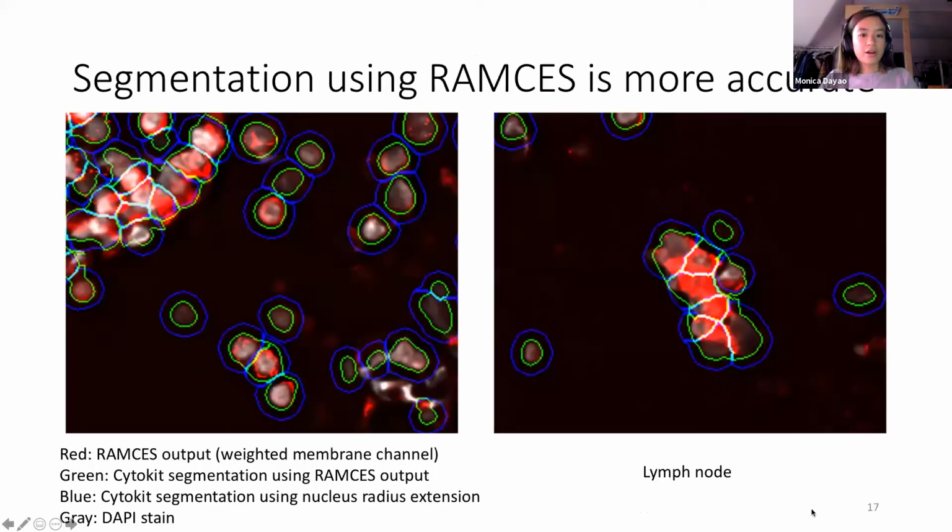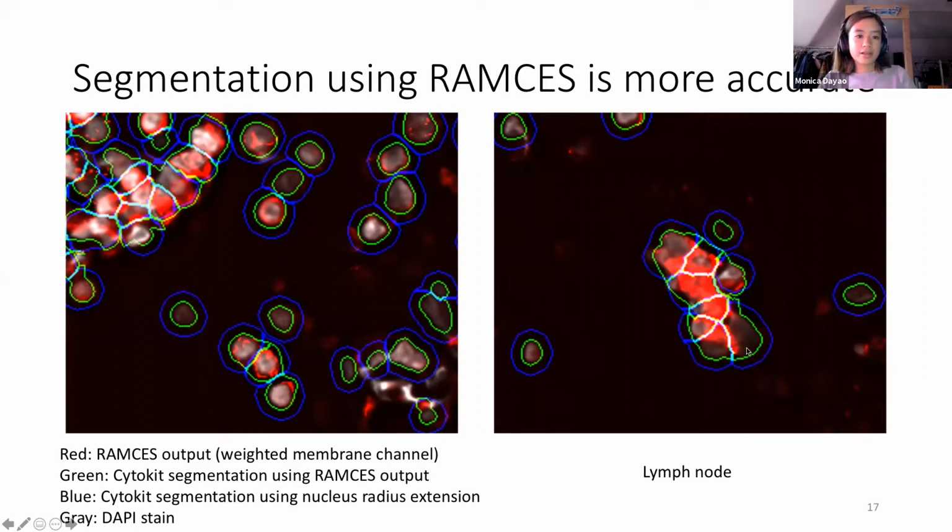And as a visual confirmation that the resulting segmentation seems reasonable, I've shown here 2 images from the lymph node. The red here shows the Ramsey's output, so our weighted membrane channel. The green is the cytokine segmentation using that Ramsey's output. The blue is just the naive nucleus radius extension method, and then gray is the DAPI stain. And we can see in these images that the green, which is the result of our output, follows these membrane markers a lot more closely than, say, the blue would, since the blue is just taking a simple radius out of the nucleus segmentation.